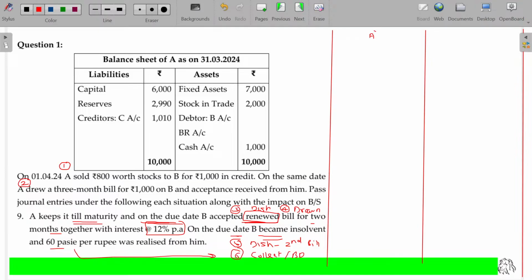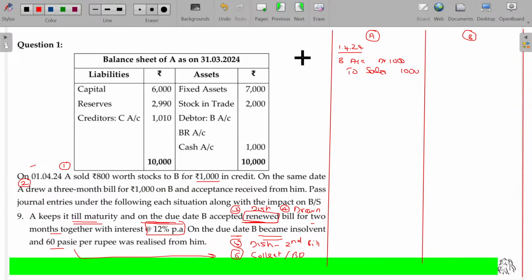In the books of A, on the first date 1/4/24, pass the journal entry for the first one. It's a sale only, right? So B account debit to sales, the value being 1000. First entry.